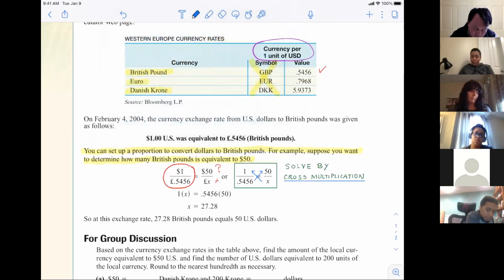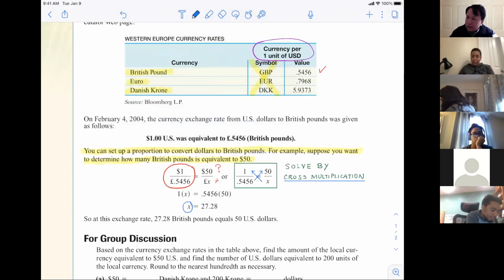So 1 times x is just going to be x in this case. And 0.5456 times 50 turns out to be 27.28. So now we know what the unknown x is instantly. For 50 US dollars, what you get in return is 27.28 British pounds.